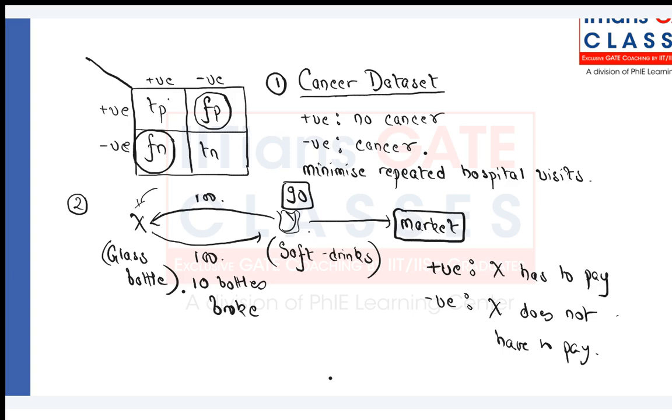And false negative, what would it mean? It would mean that actually X has to pay, but your model says that X does not have to pay. There is an issue, right? Your model is saying that X does not have to pay. This can lead to disputes between X and Y.